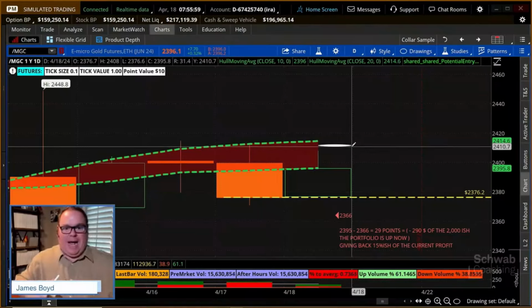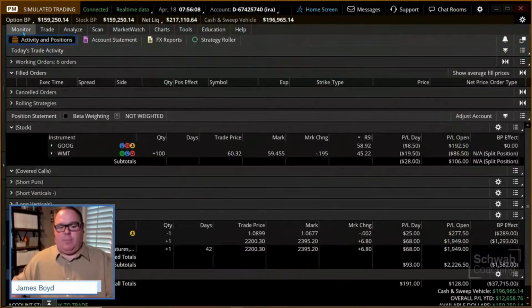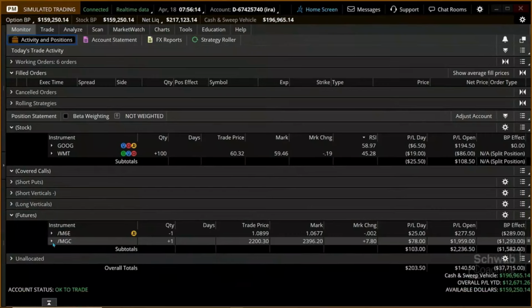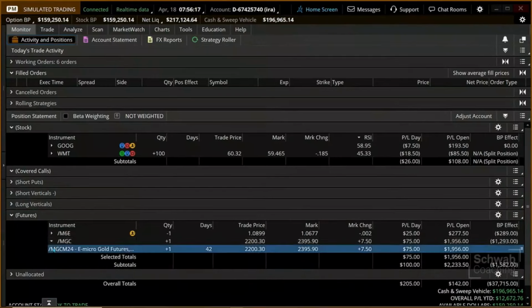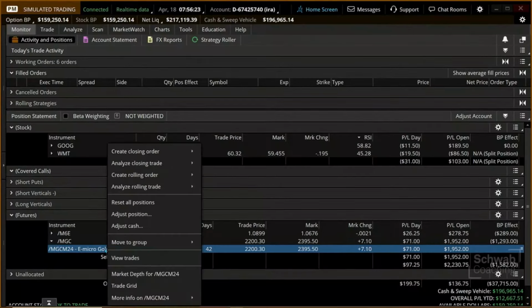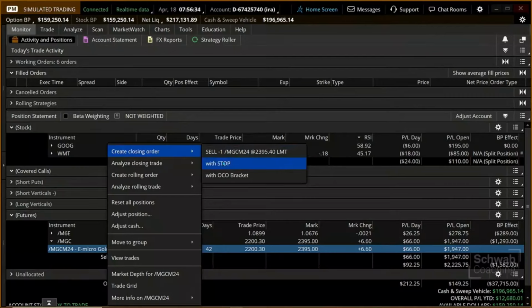Okay. So we talked about some past positions that were entered and exited, but what about management of existing positions, like gold? Well, when I take a look at this, I'm going to go to the monitor tab, and we're going to expand this position. Just click on that little triangle, and it shows the position itself. Like a stock position, we're going to right click on that line. When we right click, we're going to see where it says create a closing order. This gives us some options. Do you want to close it now? Do you want to just set a stop on it? Or do you want to put a bracket, like a stop and a target? We're going to use the bracket.